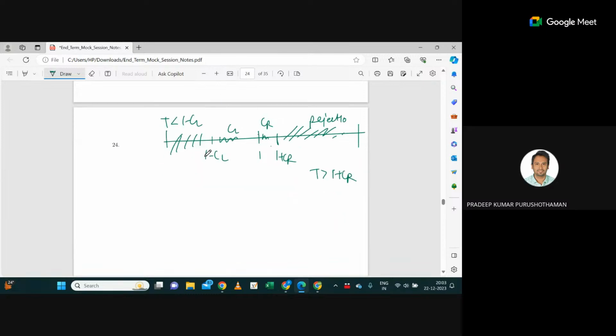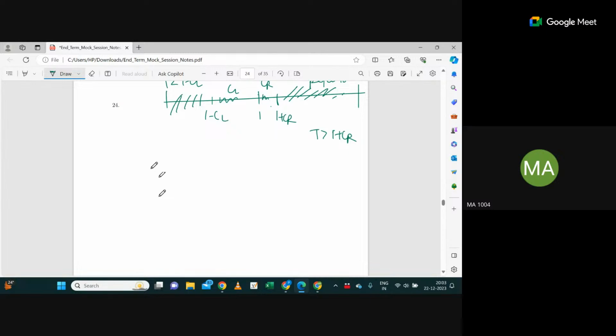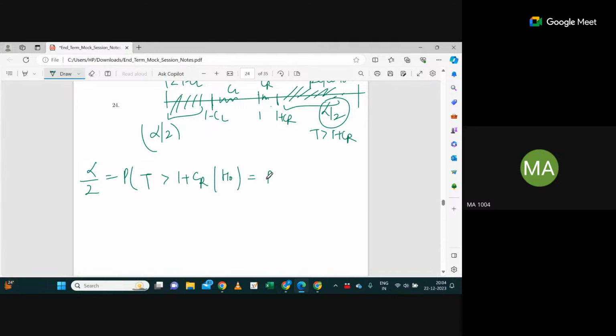Now let's do it graphically. Both regions together should give you alpha, because the rejection region should be alpha. That means this tail will cover alpha by 2 and this tail will cover alpha by 2. So alpha by 2 is the same as the probability of T greater than 1 plus CR under H0, and it is the same as the probability of T less than 1 minus CL under H0.